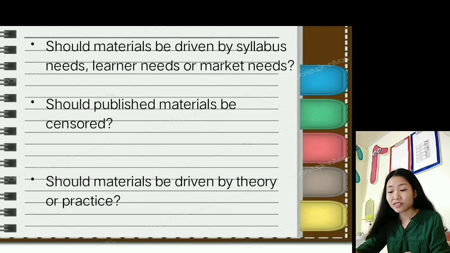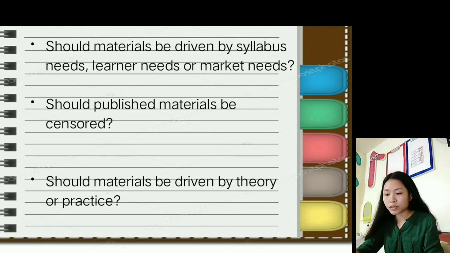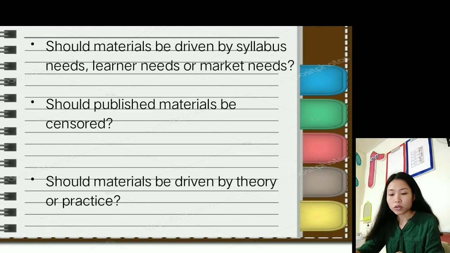Should materials be driven by syllabus needs, learners' needs, or market needs? Most published materials are inevitably driven by perceived market needs, but many large institutions are beginning to publish their own materials because of the mismatch between the courses available and their local institution needs. And many researchers are arguing that learners are suffering because courses are designed primarily to appeal to the administrators and teachers who are responsible for buying them.